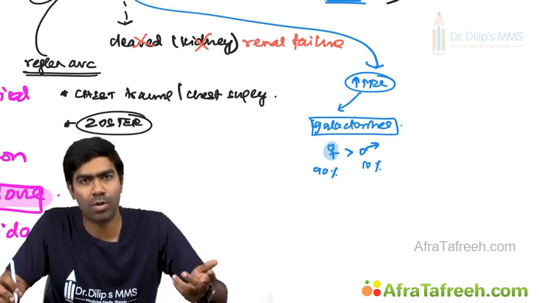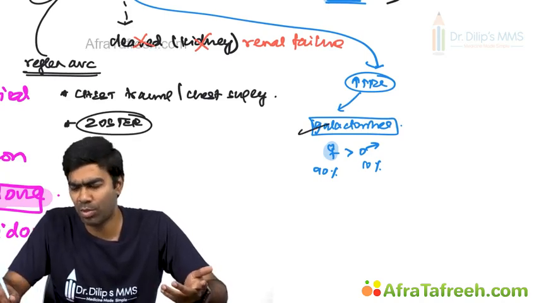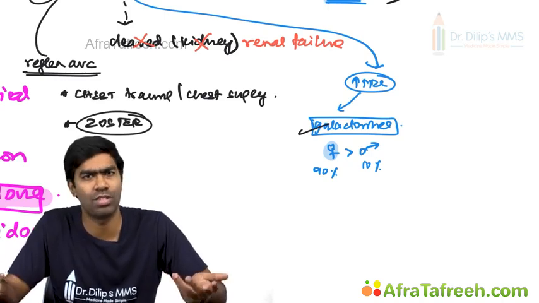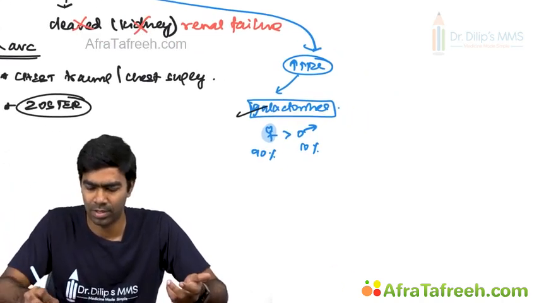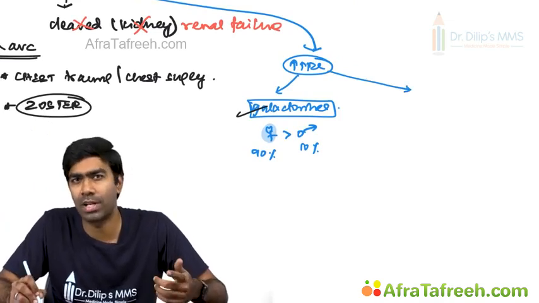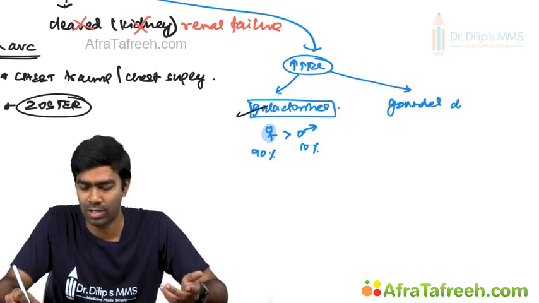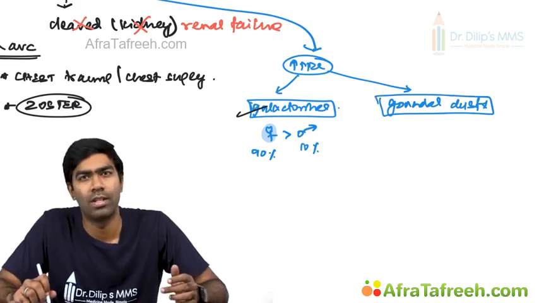What is the problem in galactorrhea? Is it going to be a big problem? No, not at all. You can wipe it and move on, but there's no big problem with galactorrhea, except for the social stigma. But they are going to result in one major problem, that is gonadal dysfunction. Very, very important problem, gonadal dysfunction.